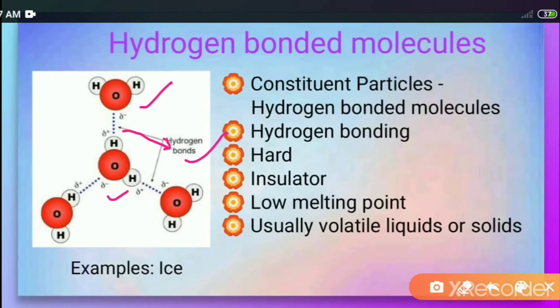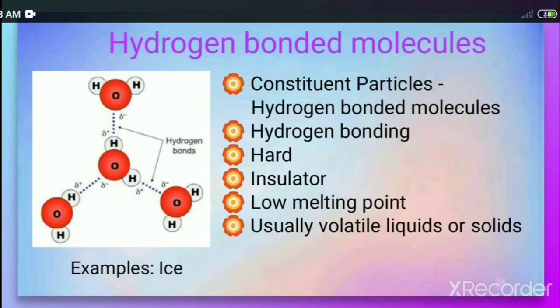So here the constituent particles are hydrogen bonded molecules. The force of interaction between them is hydrogen bonding. These are usually hard insulators and have low melting point. Usually they are volatile liquids or solids. The best example for this is ice. So thus we have discussed three types of molecular solids.